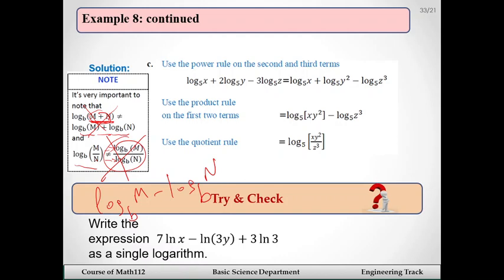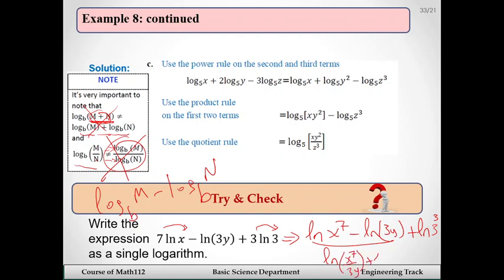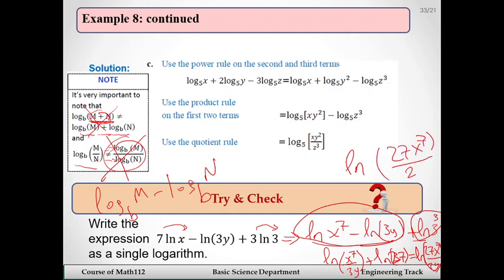Okay, let's try and check. You can write this one as what? ln x to the 7th minus ln 3y plus ln 3 cubed, which is 27. Then you can end up with ln 27 x to the 7th divided by 3y. So you can do the fraction, then multiplication with this. So you will end up with ln 27 x to the 7th divided by 3y. This is the answer.